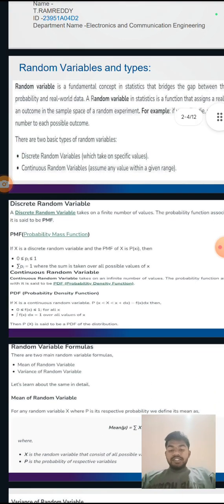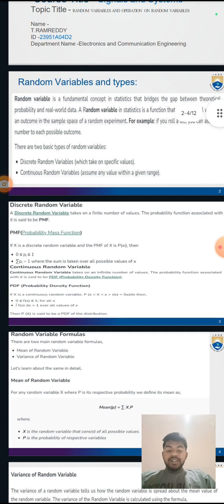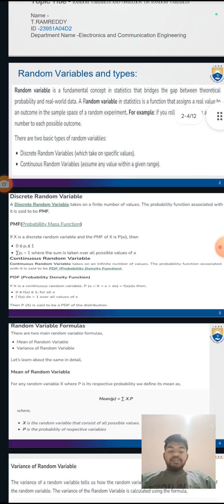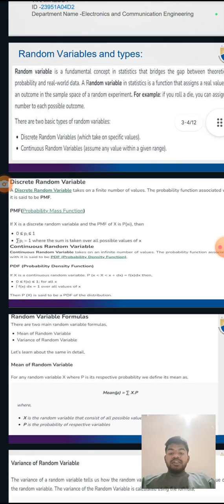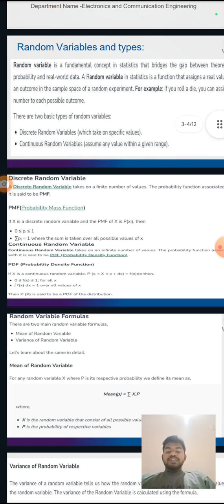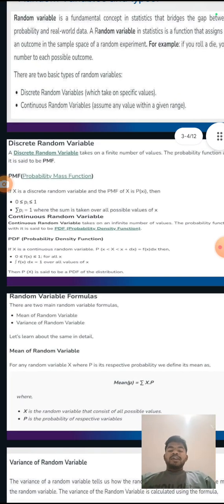Now we have learned about discrete random variables. A discrete random variable takes a finite number of values. The probability function associated with it is called the PMF. The PMF full form is probability mass function.